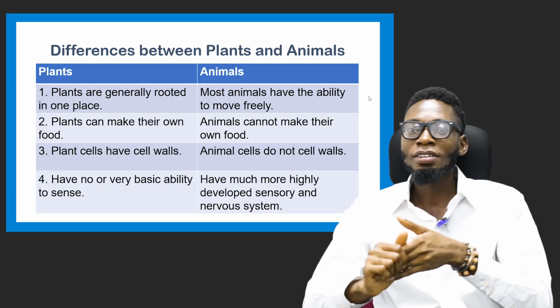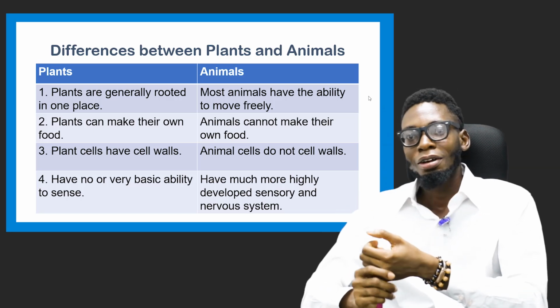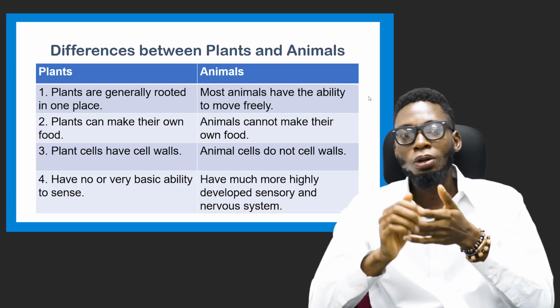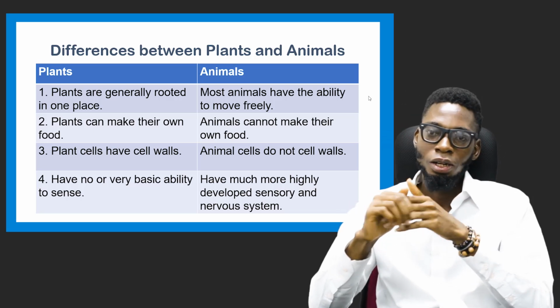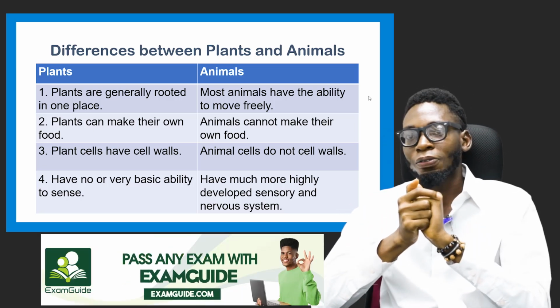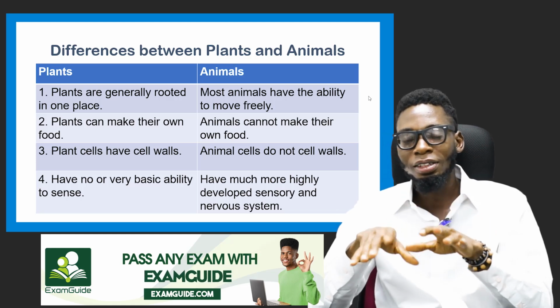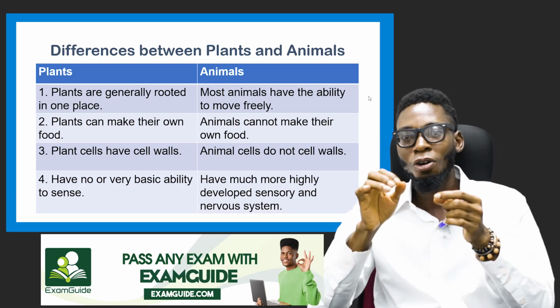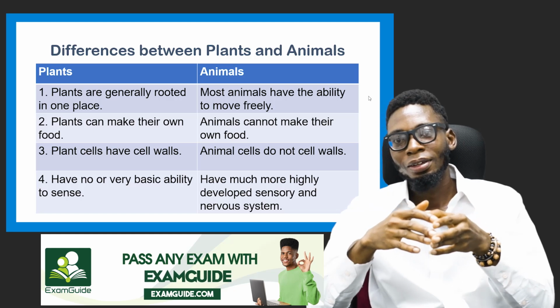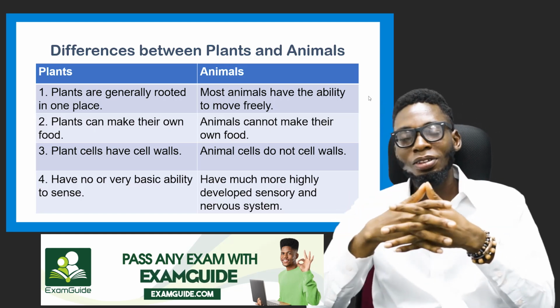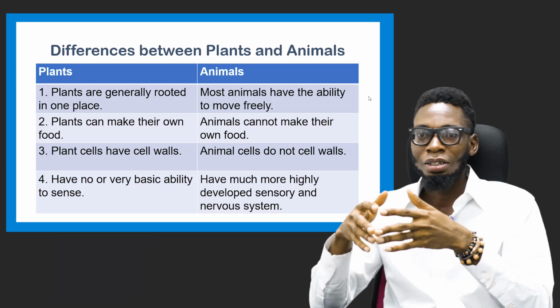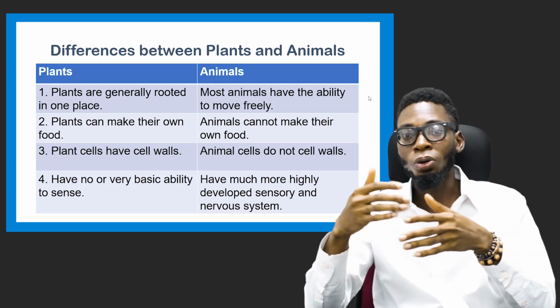All right, plants can make their own food. Most plants possess chlorophyll. Chlorophyll is the pigment that is found in the chloroplast. All these things are found in the cell of a plant. Now, plants, because they possess chlorophyll, are able to produce their own food.